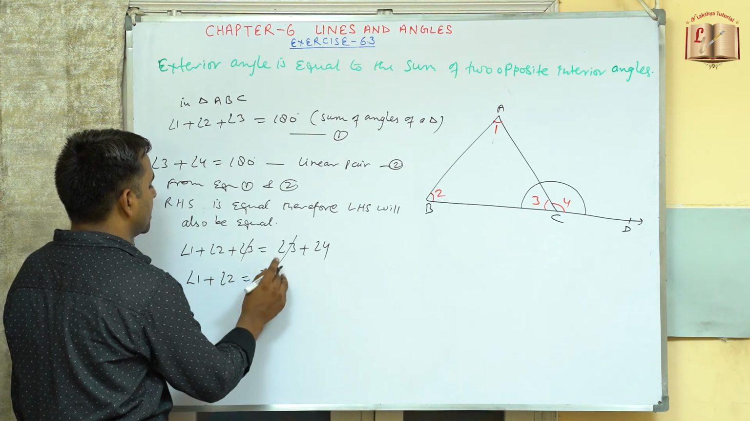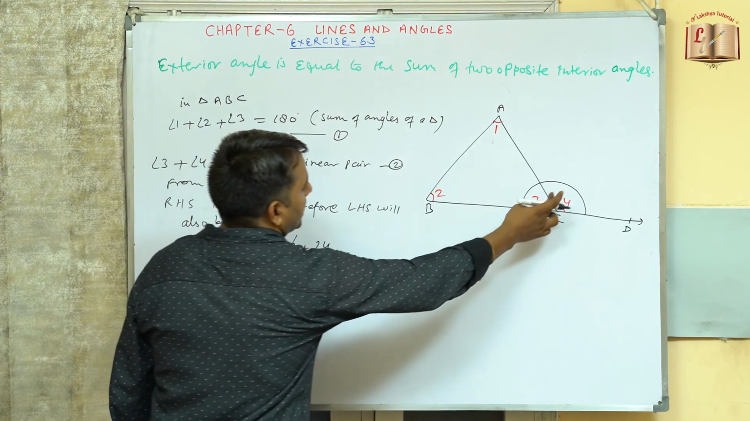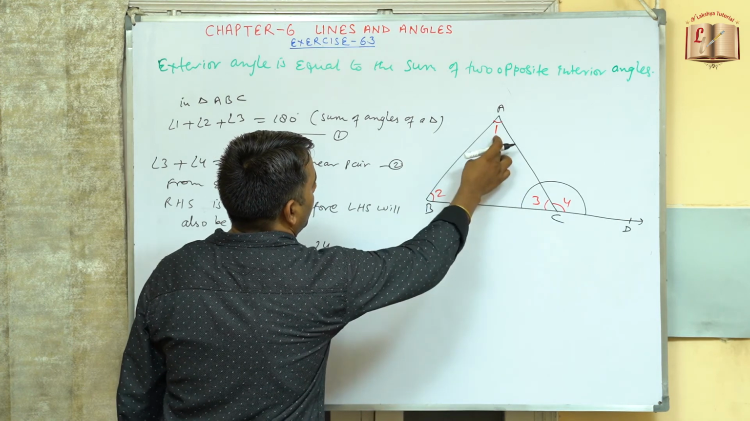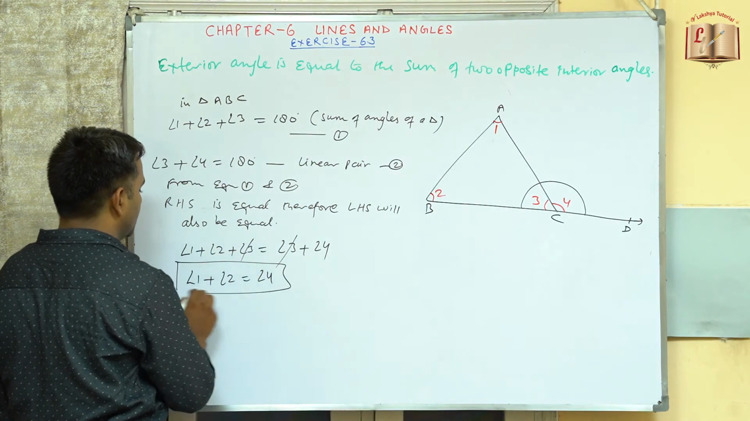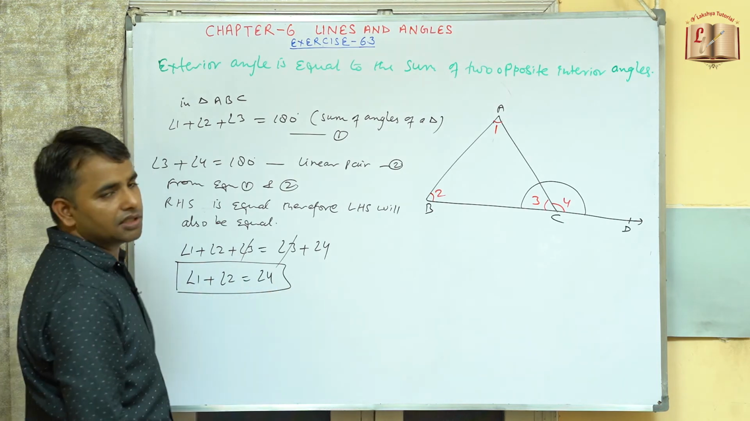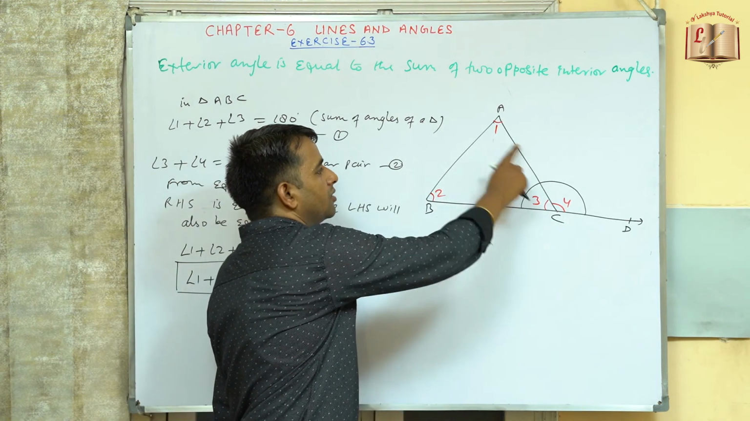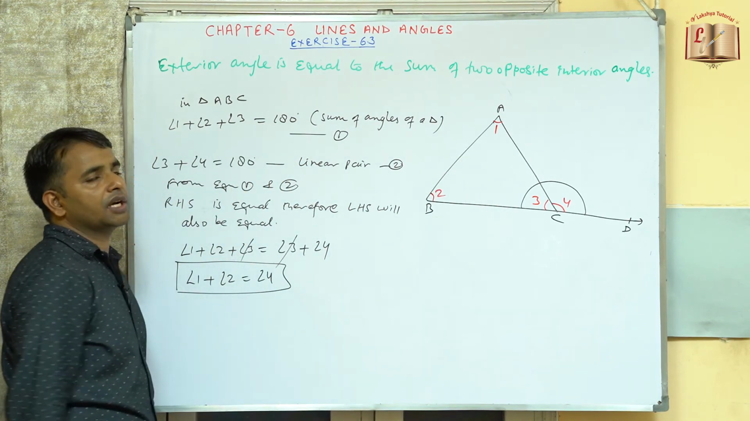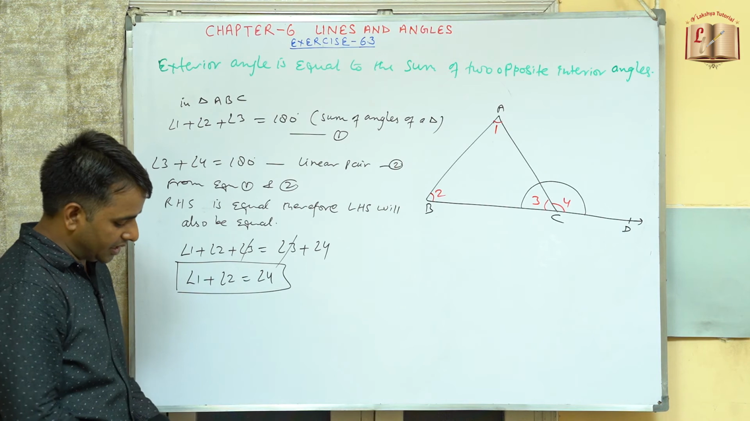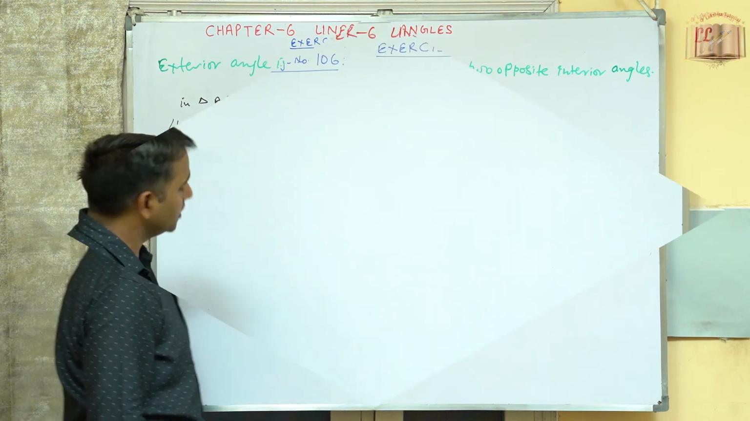is equal to angle 4. Angle 4 is the exterior angle and 1 and 2 are opposite interior angles. So we have proved that exterior angle is equal to the sum of two opposite interior angles. This theorem also comes in exams many times, so keep it in mind.